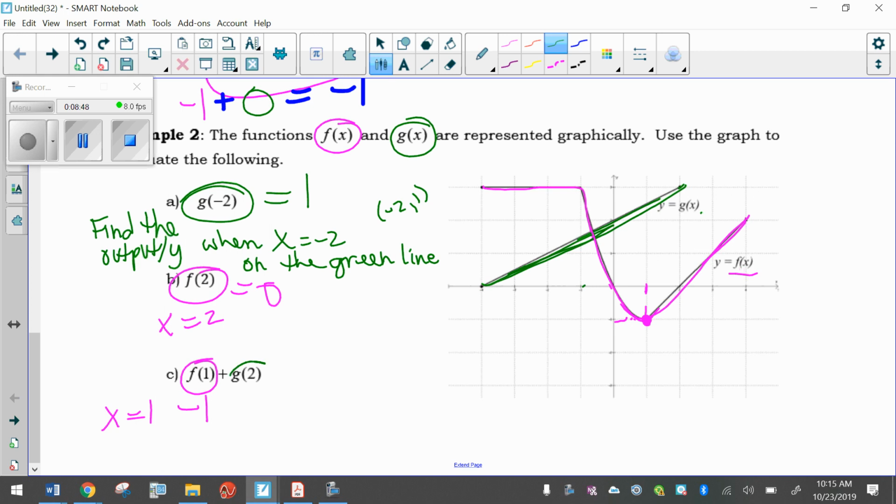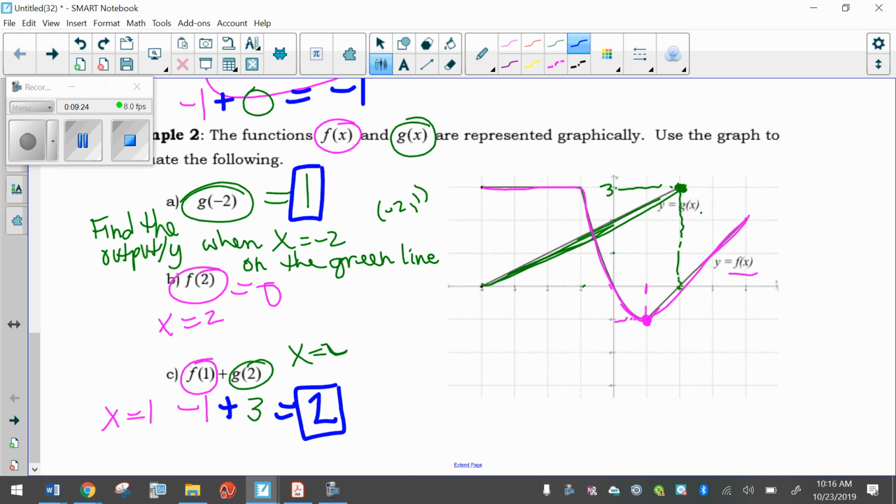Then I need g of 2. So I'm going to go over to x equals 2, which is here, and go until I hit the green graph. And I'm going to read across. I know the lines are a little blurry, so you can count from here: 1, 2, that must be a 3. And then there's a plus sign in between. So negative 1 plus 3, and my final answer is 2.